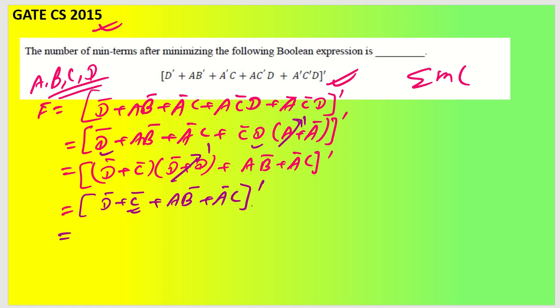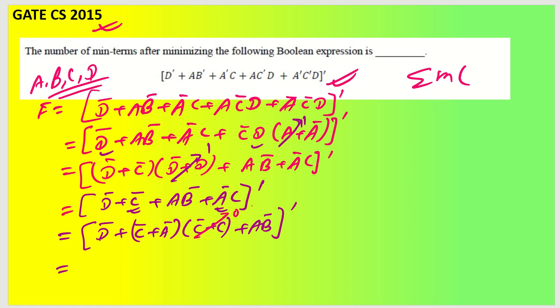Now this term and this term I can take up, so we have C bar plus A bar C. I can take it as C bar plus A bar into C bar plus C. This is how we are trying to reduce each of the forms and the complement of that. So we can write it as D bar plus C bar plus A bar into C bar plus C plus A B bar. From here, C plus C bar is going to be 1.